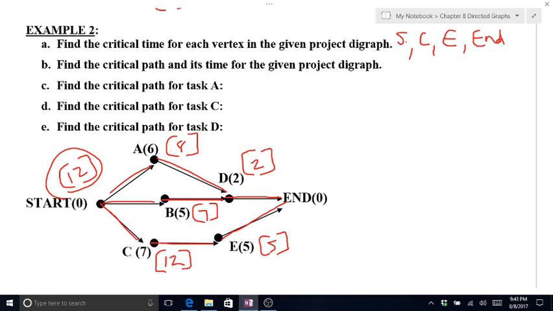Find the critical path for task A. So the longest way from task A. So that's A, D, end. Starting at task C, that's C to E to end. And critical path for task D, well, that's just D to the end. There's really not another option there.